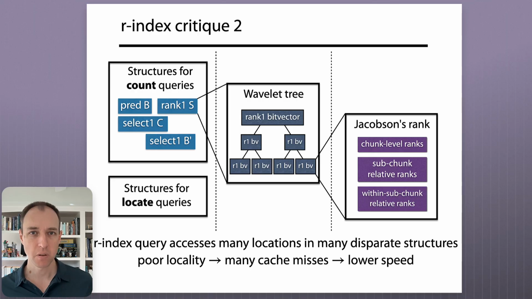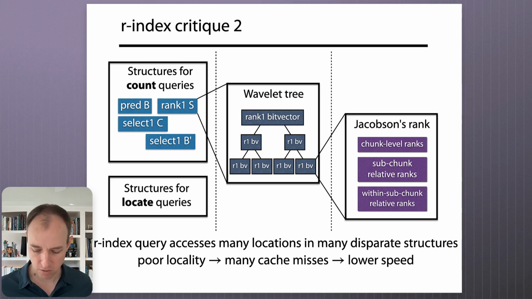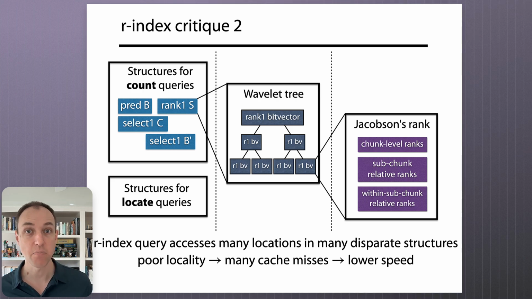So this is another complaint about R indexes. Because they're made of such disparate collections of structures, because even a single query requires that you go access those structures in several places, it tends to have poor locality of reference, which just makes it slower than you would perhaps hope.